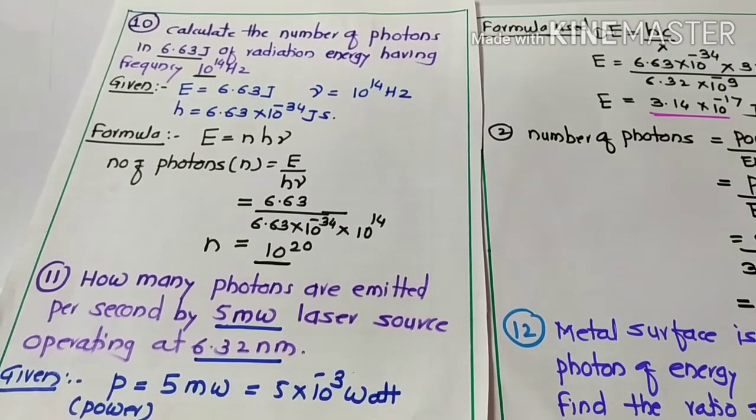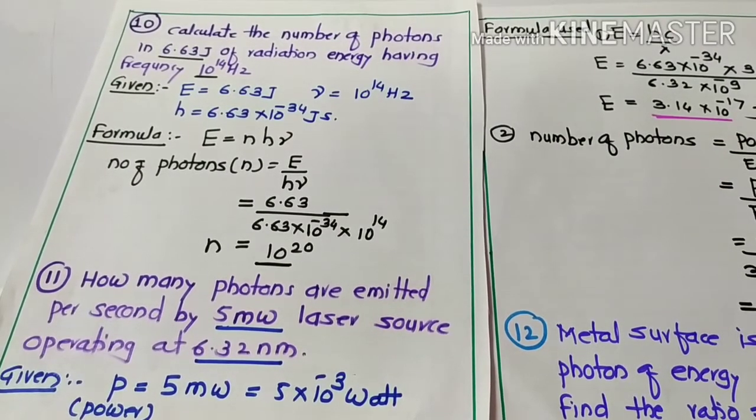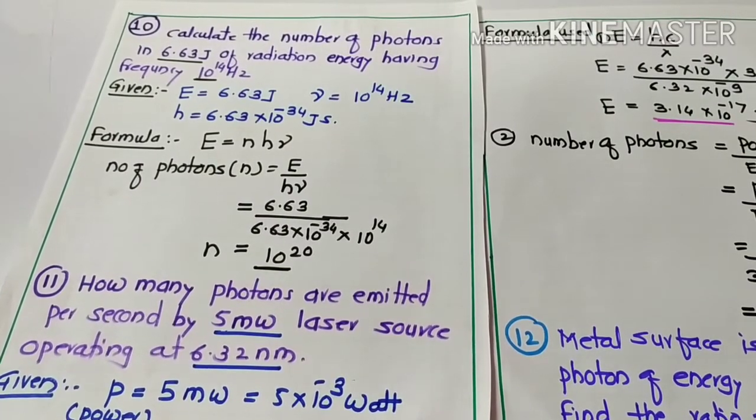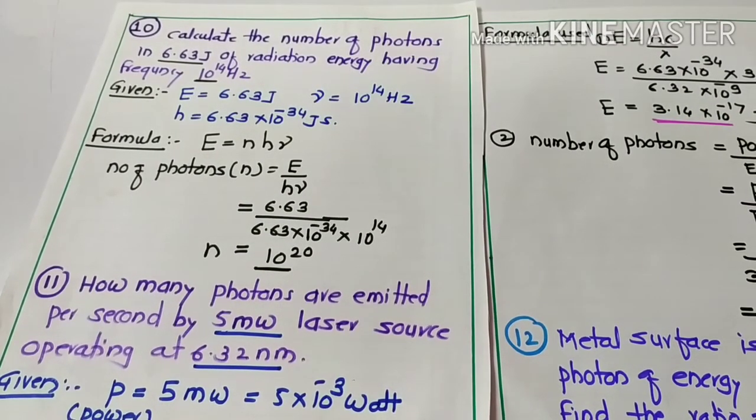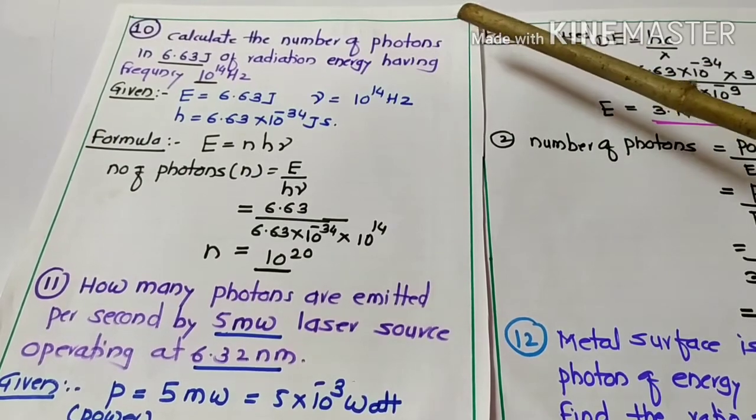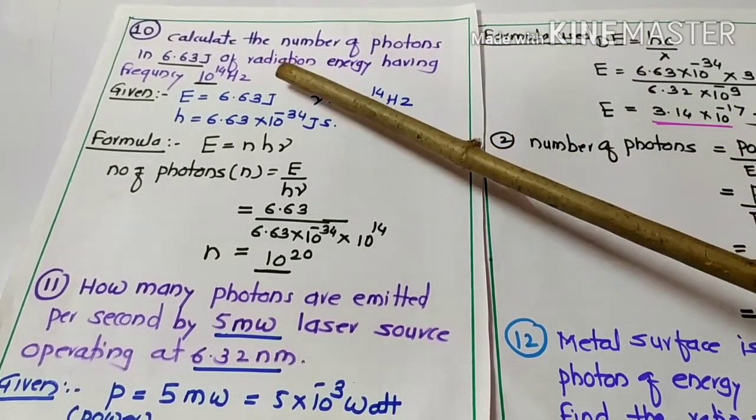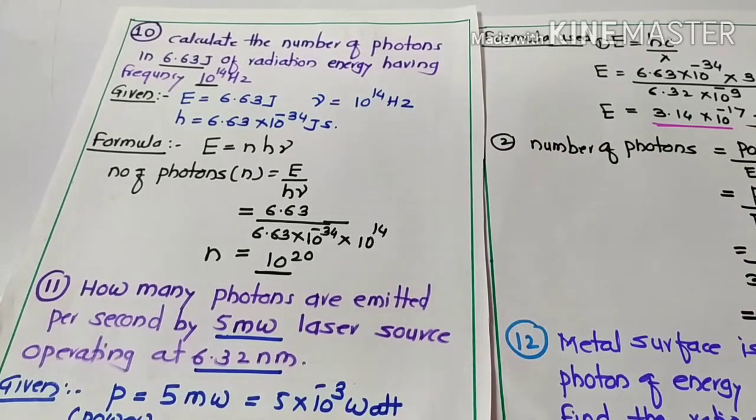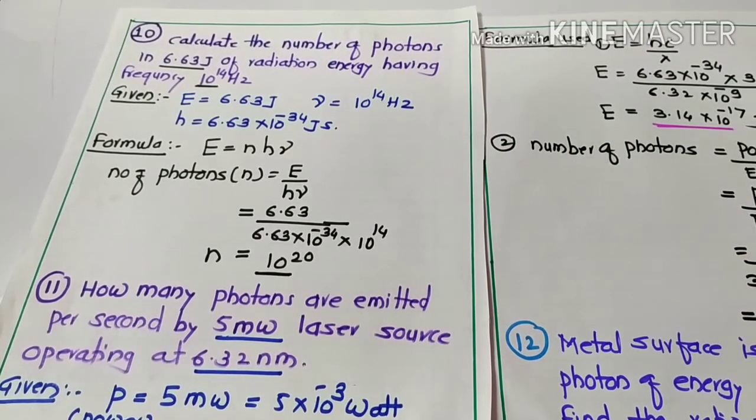Next type of problem: number of photons emitted. Problem number 10. Calculate the number of photons in 6.63 joule of radiation energy having frequency 10 to the 14 hertz.